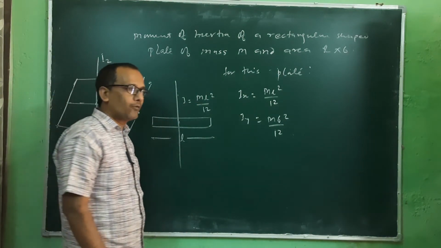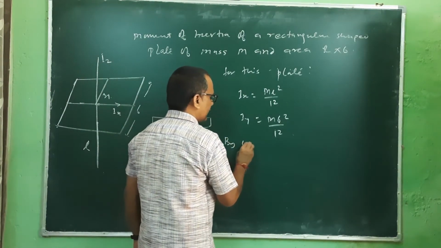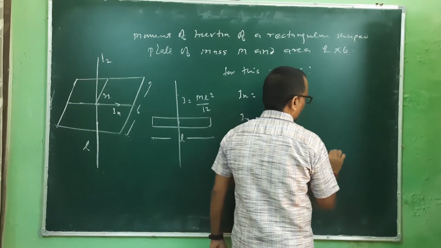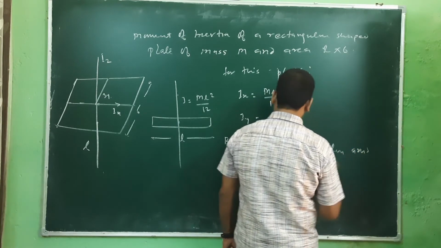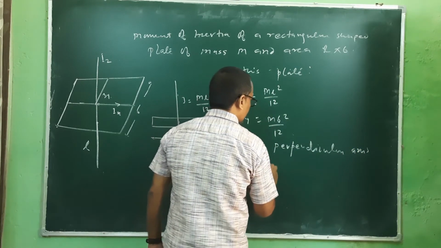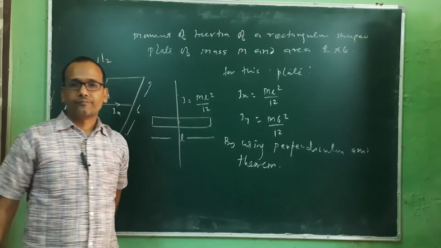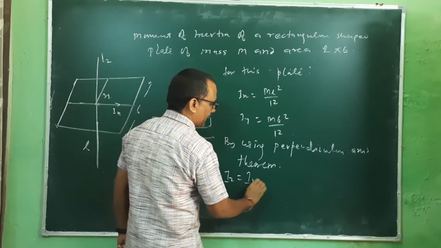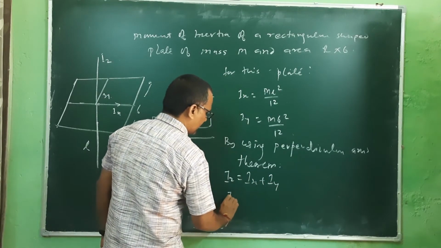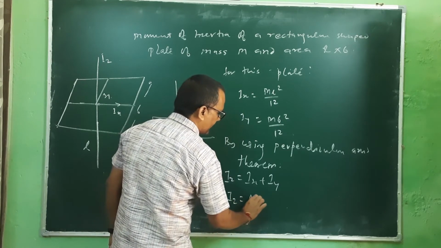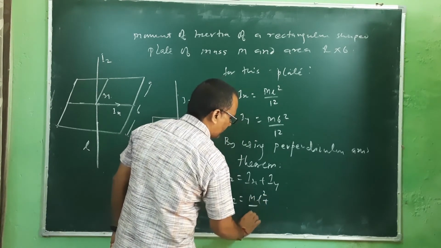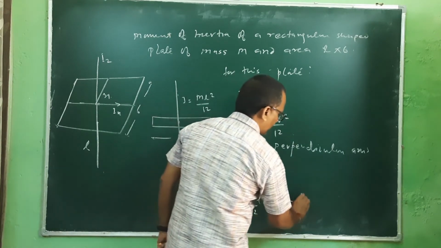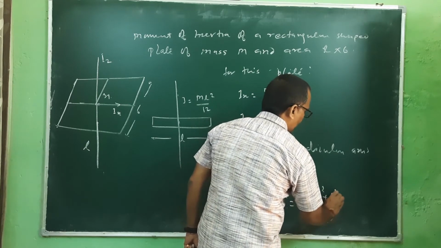And now we will use perpendicular axis theorem. So by using perpendicular axis theorem, this Iz is equal to Ix plus Iy. So this is Iz, that is ml square by 12 plus mb square by 12. So this is equal to m times l square plus b square by 12.